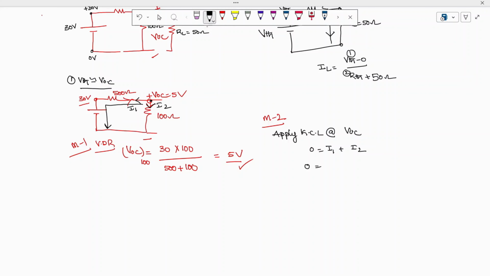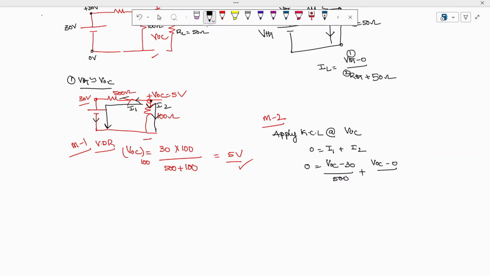How do we write the current I1? The current I1 is flowing like this, so this is nothing but VOC, and the leaving terminal of the voltage is minus 30, divided by R, where the value of R is 500. Then the current I2, which is flowing in this branch, is VOC.